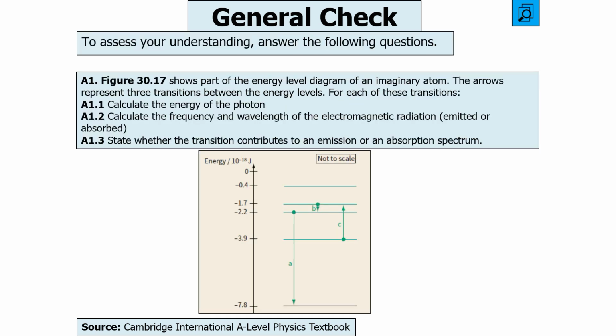The next question says, figure 30.17 shows part of the energy level diagram of an imaginary atom. The arrows represent three transitions between the energy levels. For each of these transitions, calculate the energy of the photon, calculate the frequency and wavelength of the electromagnetic radiation, and then state whether the transition contributed to an absorption or an emission spectrum. So pause the video now, then unpause the video when you want to go through your answer.